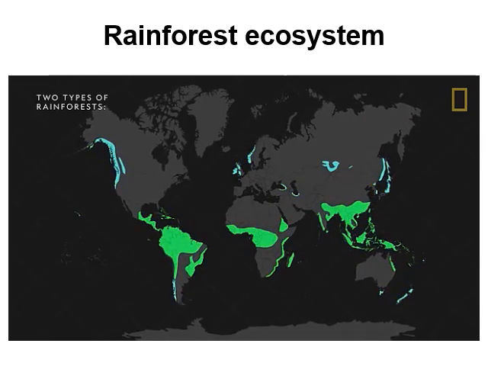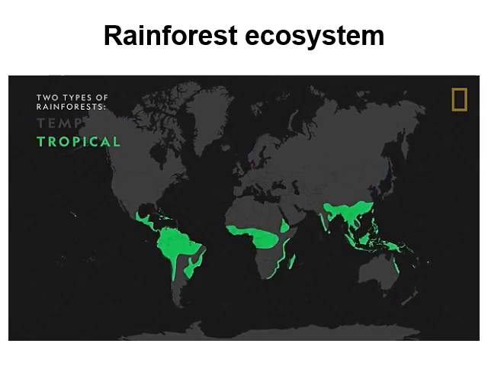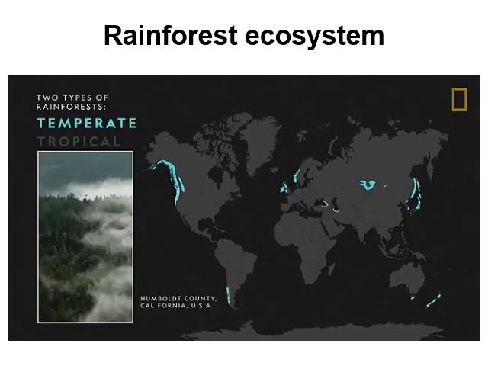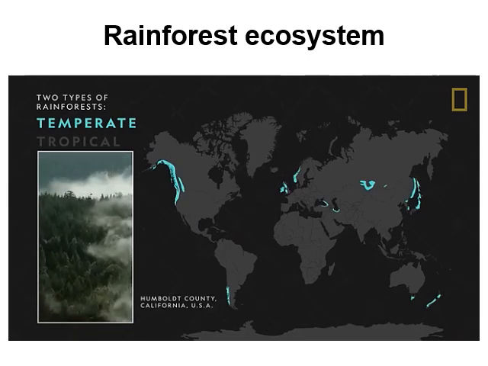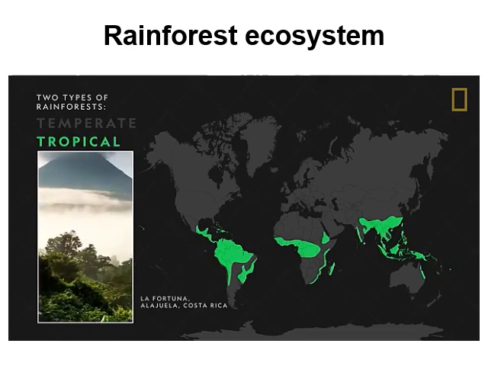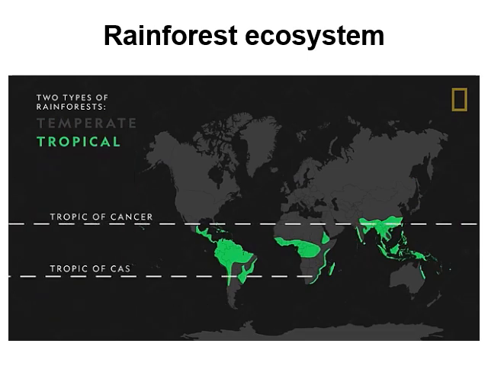Two types of rainforests are scattered across the globe: temperate and tropical. Temperate rainforests are mainly found in the mid-latitudes, often near cooler, coastal, mountainous regions. Tropical rainforests are primarily located in warmer climates between the Tropic of Cancer and the Tropic of Capricorn.